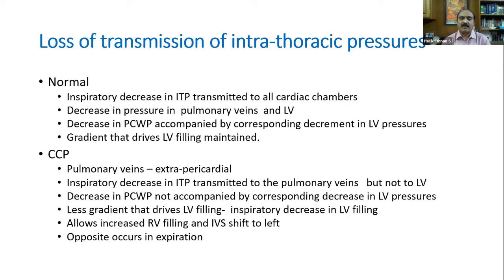But in constriction, what happens is that the pulmonary veins are extra-pericardial. Whatever inspiratory decrease in the intrathoracic pressure is transmitted to the pulmonary veins, but not to the LA or LV. So decrease in the pulmonary venous pressure is not accompanied by a corresponding decrease in the LV pressure. So there is a lesser gradient that drives LV filling. So there is an inspiratory decrease in LV filling.